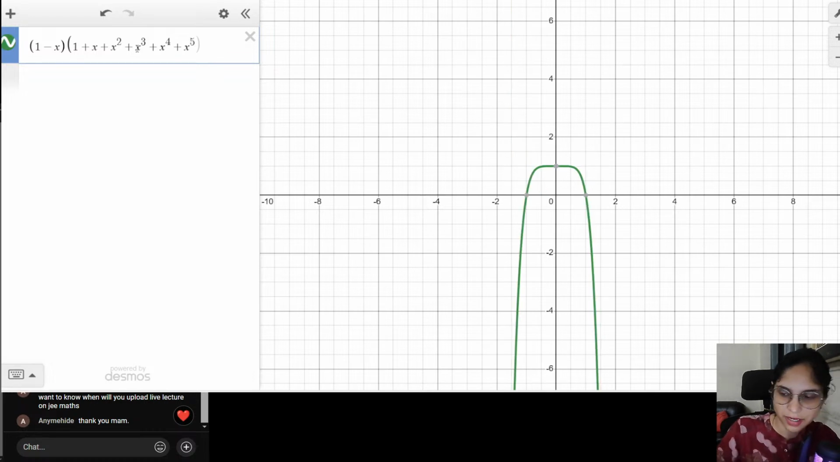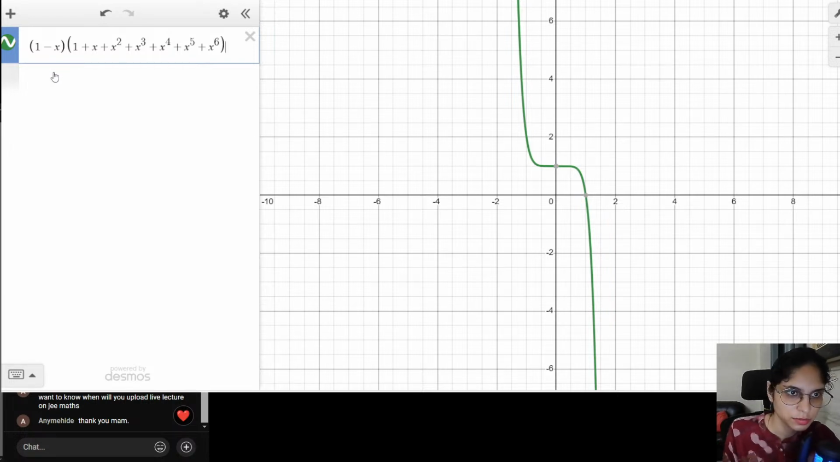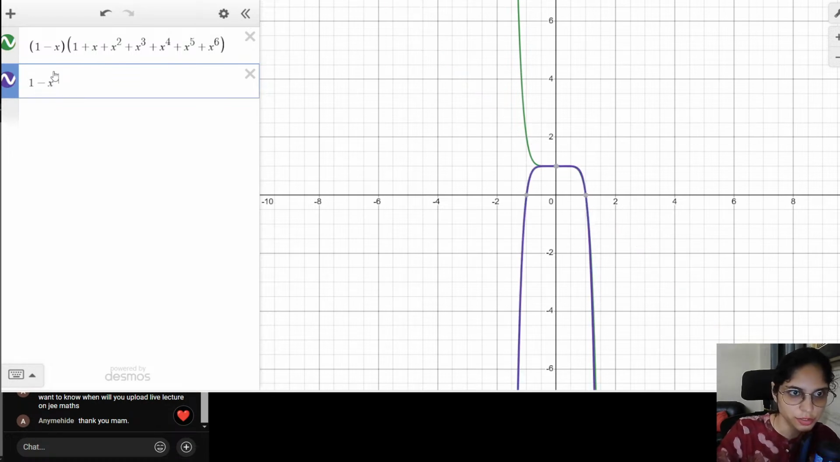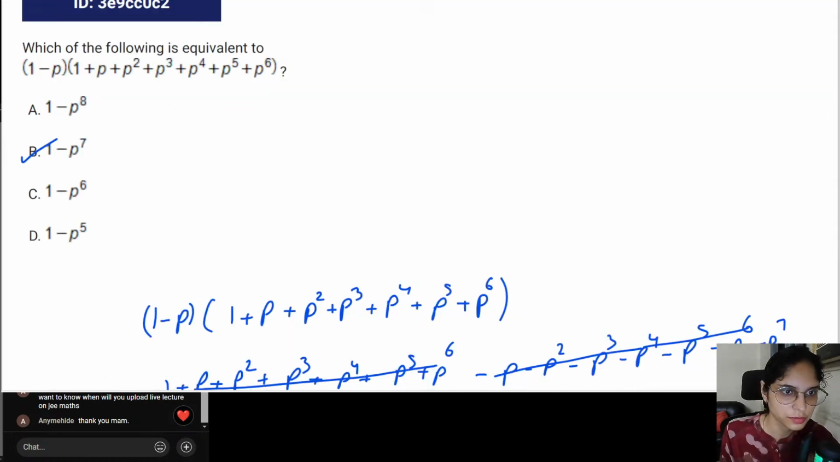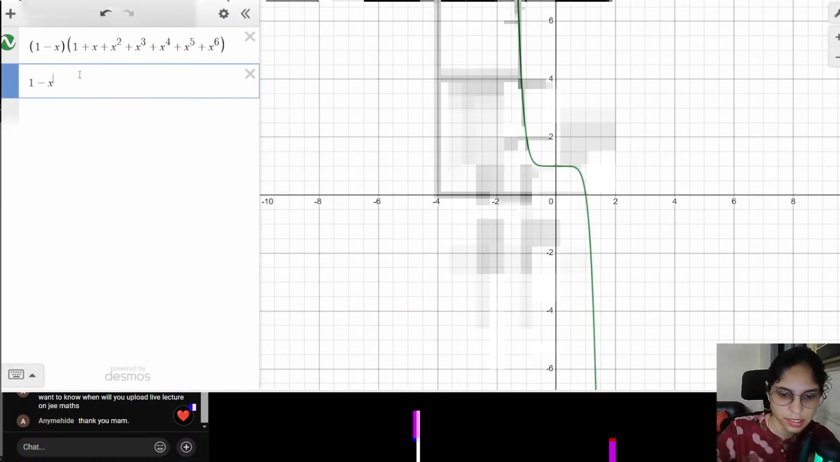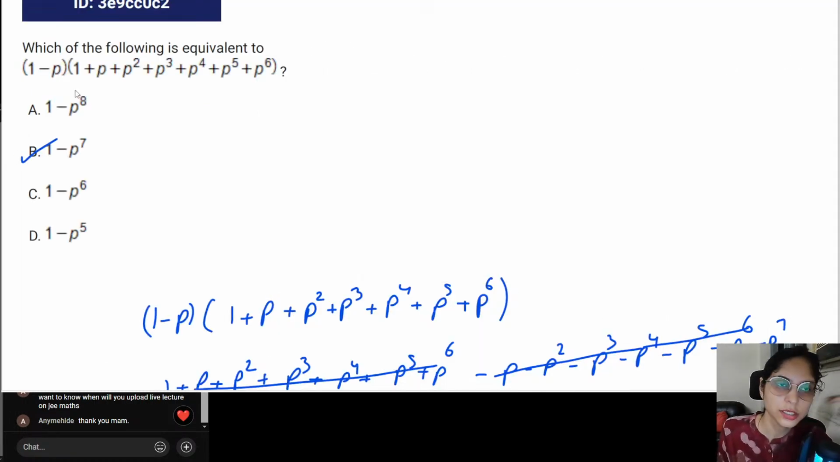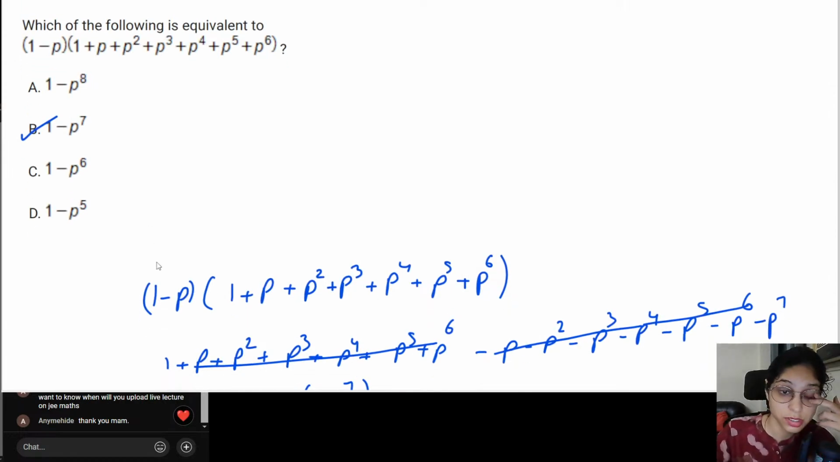Because time is also a factor, so we have to know the fastest way of solving it. And also all the ways, if we do not know what to do, then just have 1 minus x to the power 8. That's your first option. It's a different graph. 1 minus x to the power 7. Exact same graph, so that's our answer. But check others also. Different graph. Different graph. Because you can see green and blue lines separately. So you can also use Desmos.